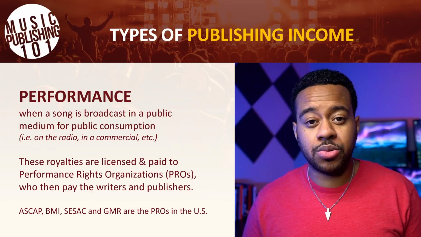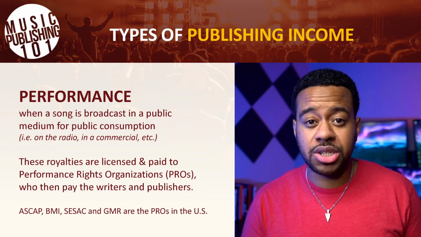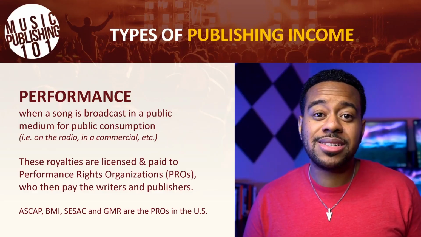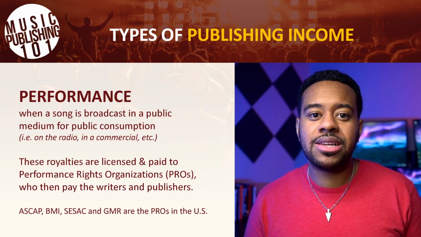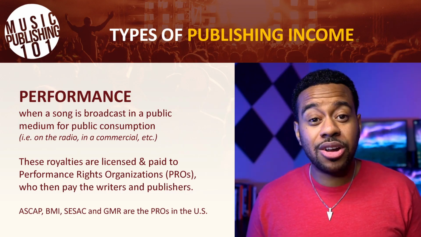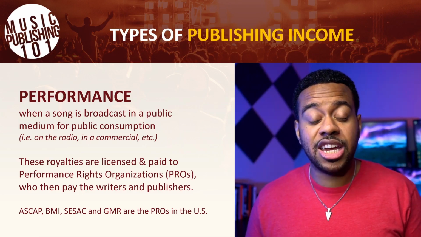Last up on the main types of publishing income are performance royalties, which are generated when a song is broadcast in a public medium for public consumption. For example, in a bar or a restaurant, on the radio, or in a television broadcast. These royalties are licensed and paid to a performance rights organization, or PRO, who then pays the writers and the publishers. The US currently has 4 key PROs, ASCAP, BMI, SESAC, and GMR.